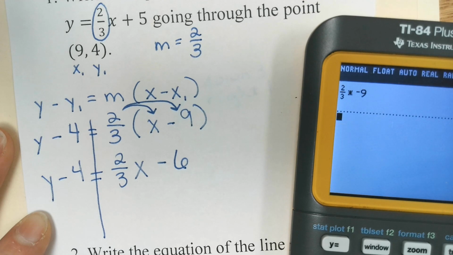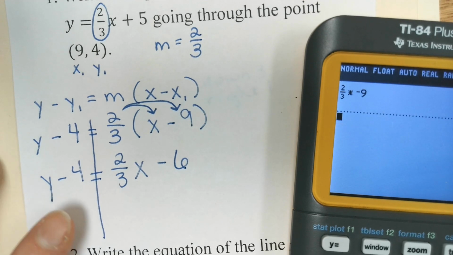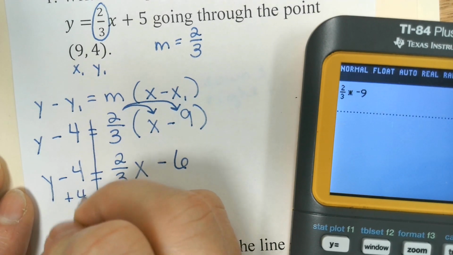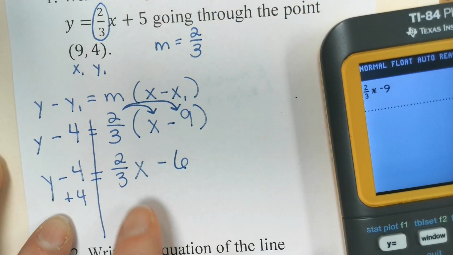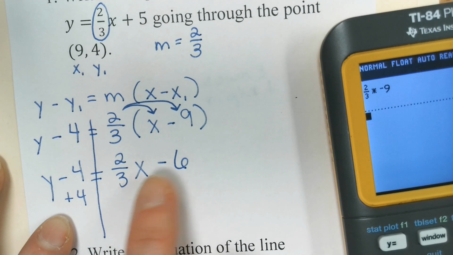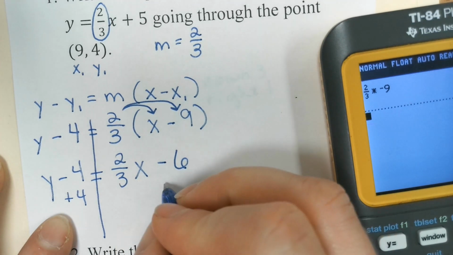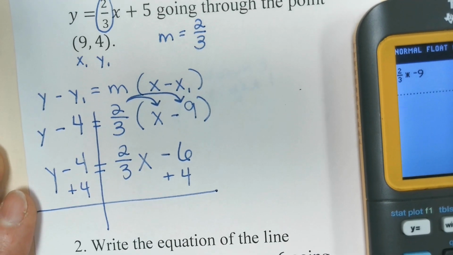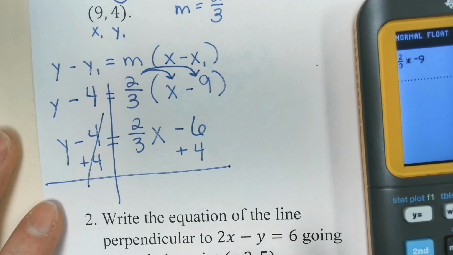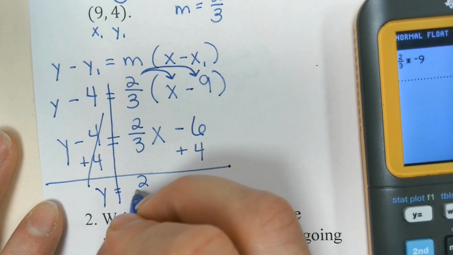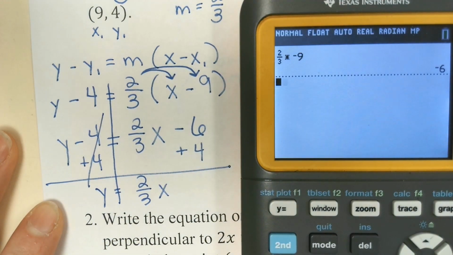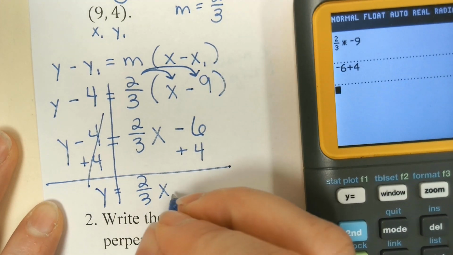So remember I wanted to get it to be y equals mx plus b, so I need to get rid of this -4. So I do the opposite, so plus 4. You put it under the other like terms. It's not an x, it's just a constant. So we're going to put it under the -6. So this is y equals 2/3 x, and we have -6 plus 4. It's a -2.